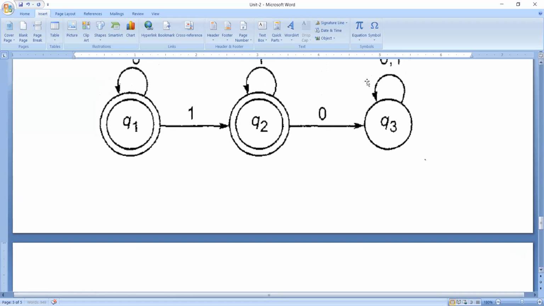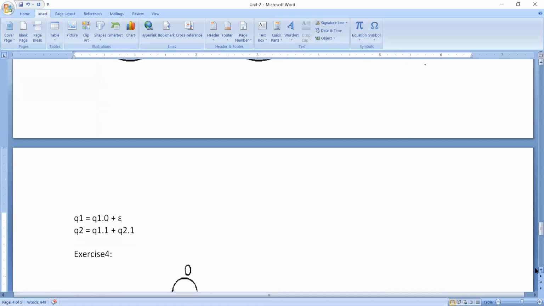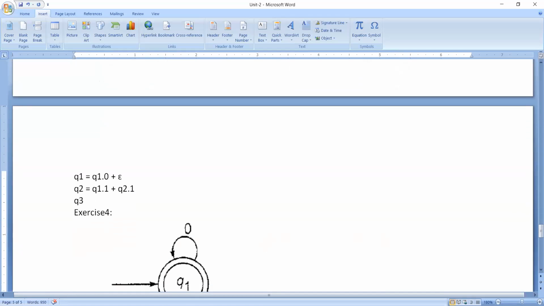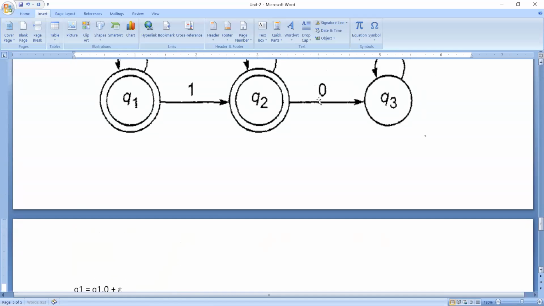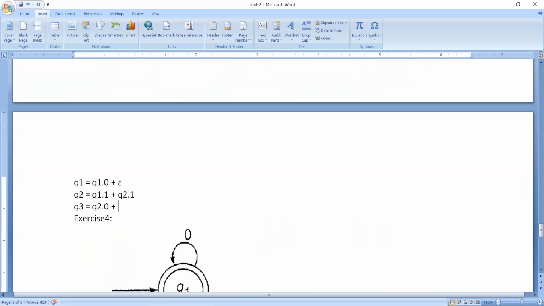Then what about Q3 here? Have a look at this. For Q3 we have Q2 on 0, and Q3 on 0 plus 1. So Q3 is equal to Q2 on 0 plus Q3 on 0 plus 1, in the sense Q3 into 0 plus 1.